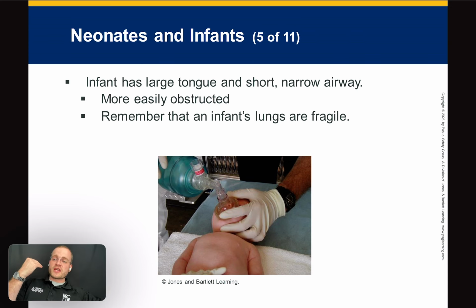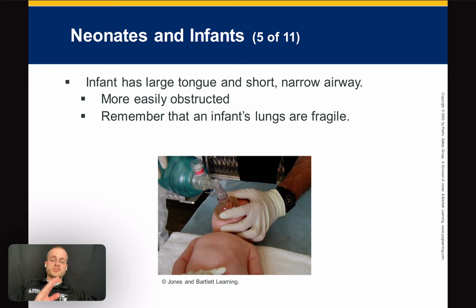So the baby's trachea can be a lot more easily pressed on and occluded. Hyperextension of the neck can even occlude it. A flexion of the neck can occlude the baby's trachea. So these are all considerations with a baby. And also remember that an infant's lungs are fragile.